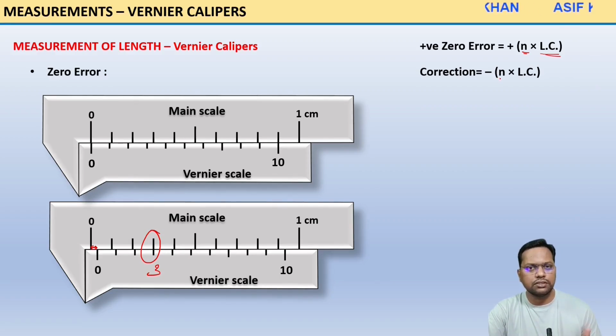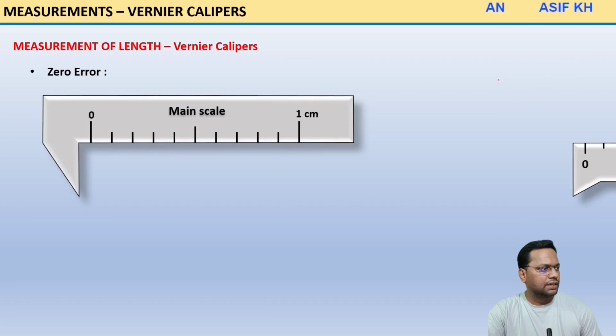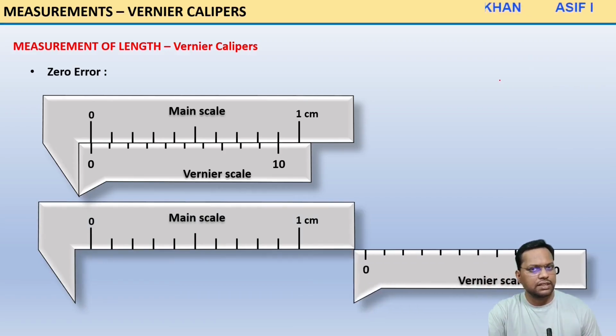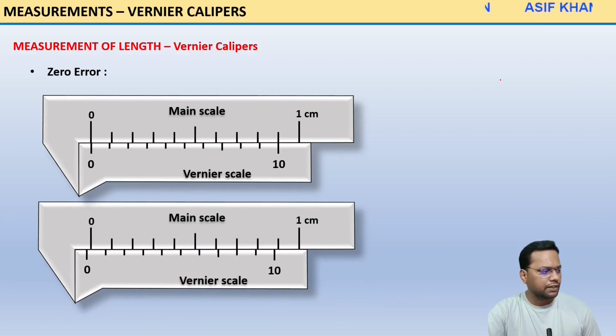Now we go to the second case. If the zero line of the vernier scale is on the left side of the zero line of the main scale, what happens? If both are coinciding, there is no problem. Now if it is on the left side as shown in the figure, then it is said to have a negative zero error. What is the reason? Because the zero is shifted backward by a small length. So this is the length.